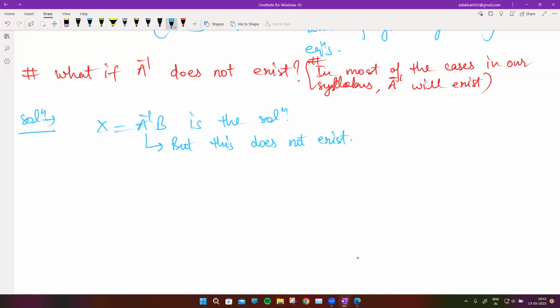Now, the reason for non-existence of this A inverse is the value of the determinant. So what I'm doing is, I'm just writing this in this form. Can I write it like this? Adjoint of A divided by determinant of A. This is also correct, right? A inverse can be written in the form of adjoint of A divided by determinant of A, into B. And the problem is this determinant. This determinant becomes 0. That is why A inverse does not exist.